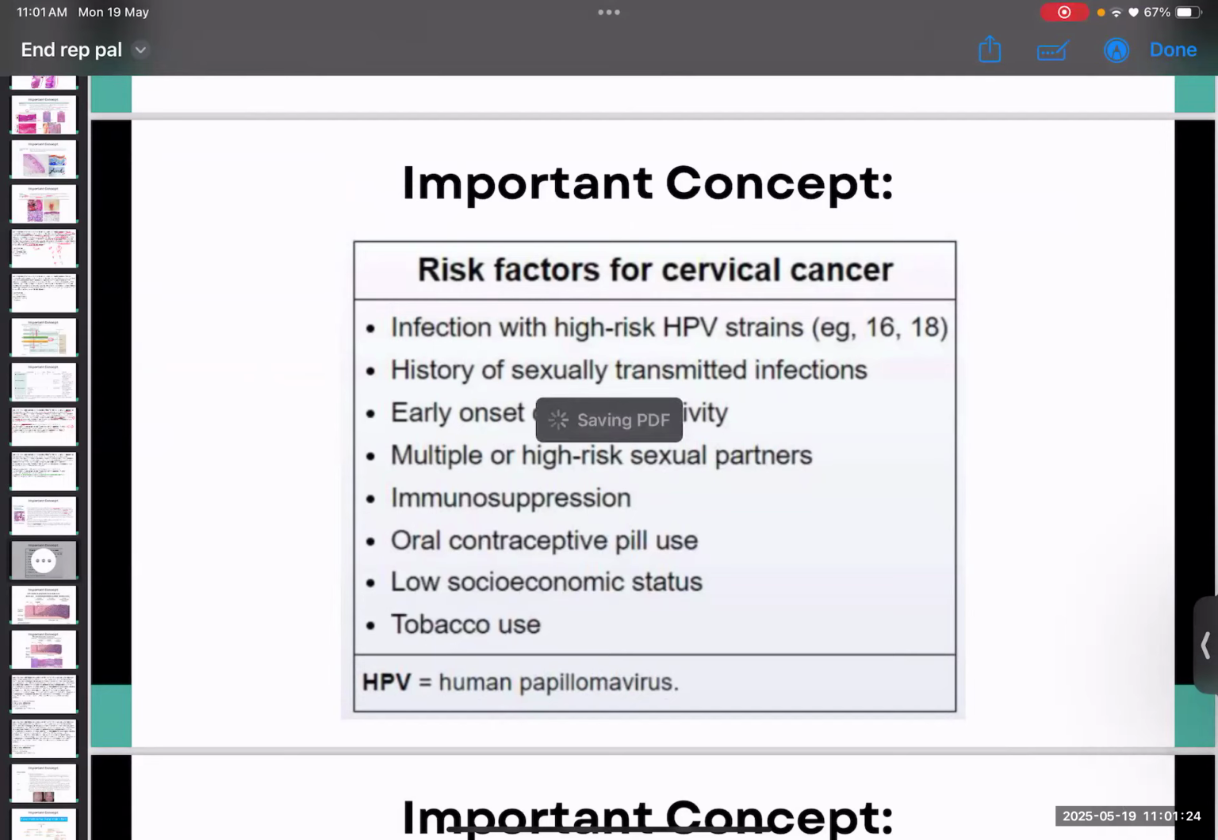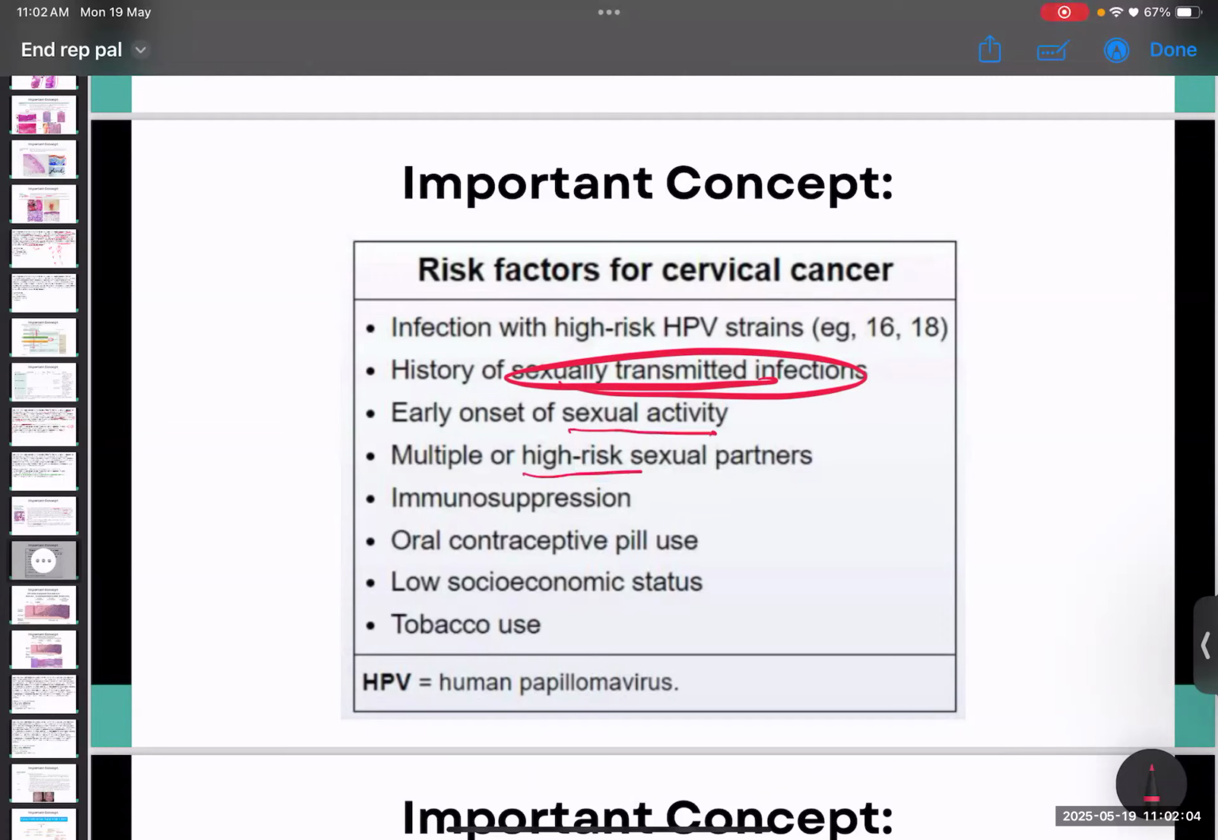So risk factors for cervical cancer would be infection with high-risk HPV strains. Remember, 16 and 18 produce gene products E6 and E7. E6 blocks TP53 and E7 blocks the pRB. And if you know one thing about STIs, it's that if someone has had an STI before, they're likely to have another. As Dr. Muhammad says, they're buy one get one free. If someone's infected with an STI, there's a very high likelihood they're co-infected with another form of STI. Early onset of sexual activity, multiple or high-risk sexual partners.